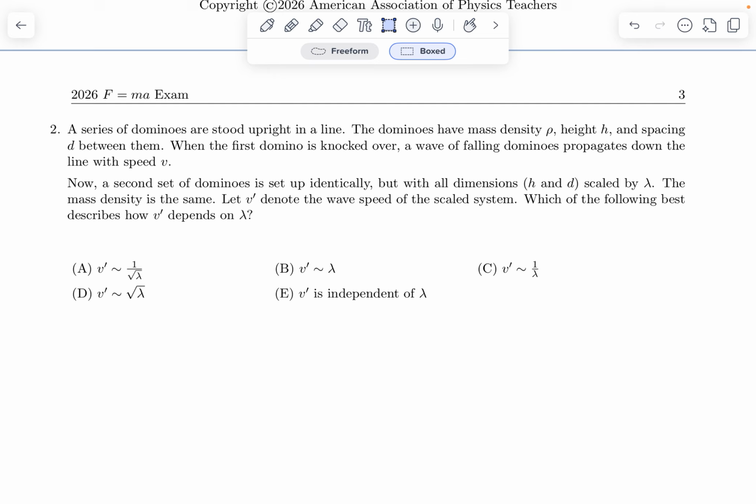A series of dominoes are stood upright in a line. The dominoes have mass density rho, height h, and spacing d between them. When the first domino is knocked over, a wave of falling dominoes propagates down the line with speed v. Now, a second set of dominoes is set up identically, but with all dimensions scaled by lambda. The mass density is the same. Let v prime denote the wave speed of the scaled system. Which of the following best describes how v prime depends on lambda?